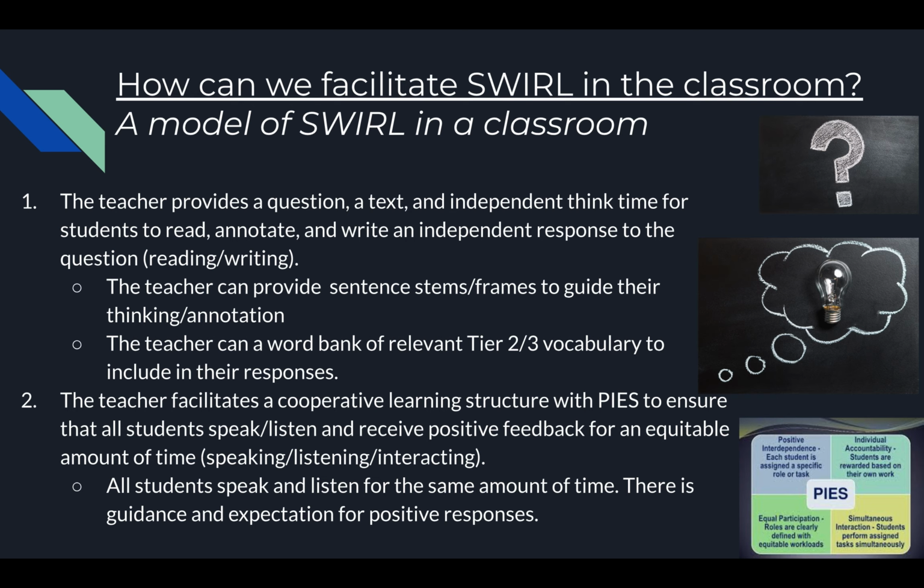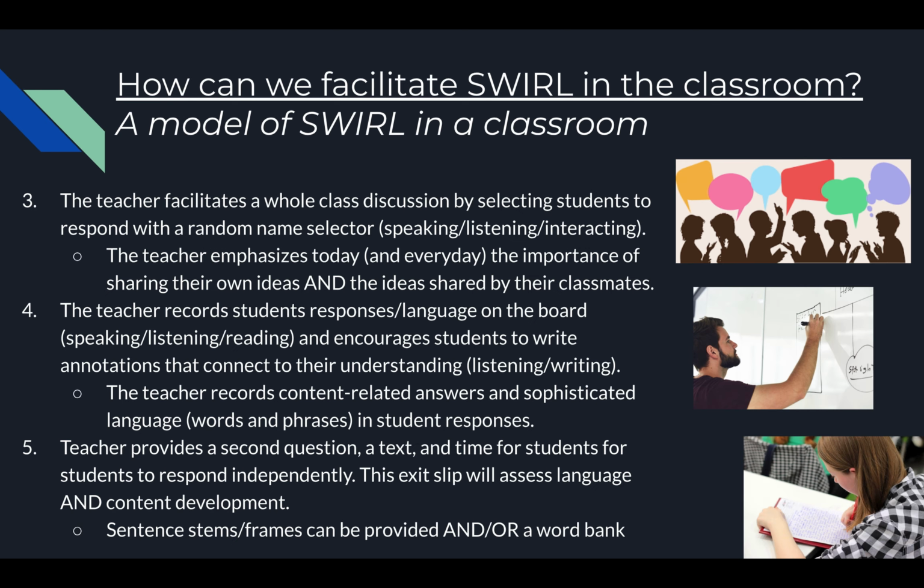In this model lesson that incorporates SWIRL, at first a teacher provides a question, a text, and independent think time for students to look through it and answer the question. The teacher provides sentence stems and a word bank in order to ensure that students are focused on the right area. The teacher then facilitates a cooperative learning structure with all the PIES in place to ensure that all students are speaking, listening, receiving positive feedback, and developing language through this interaction.